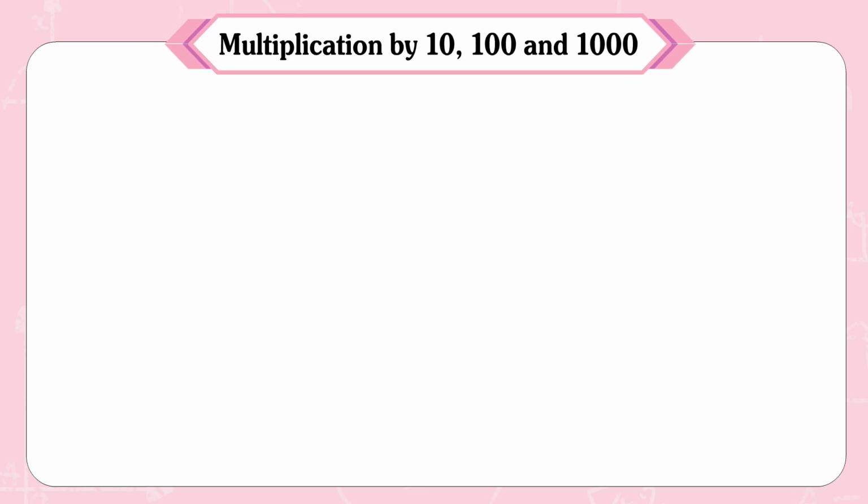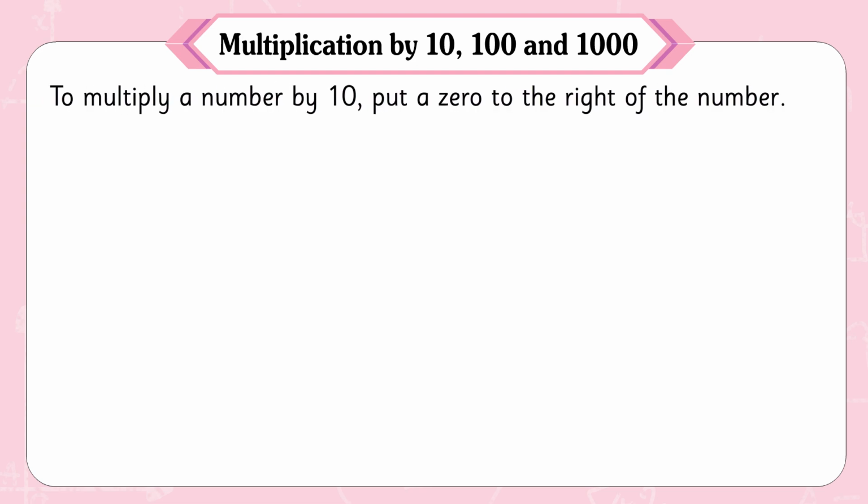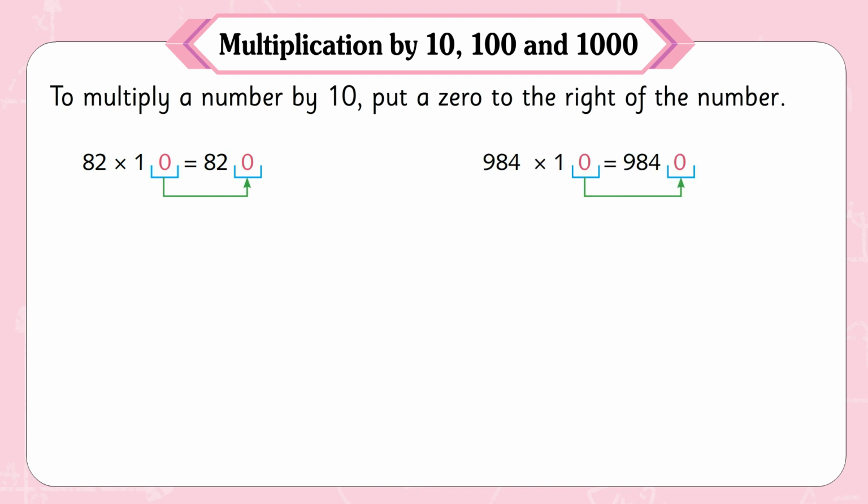Multiplication by 10, 100 and 1000. To multiply a number by 10, put a 0 to the right of the number. 82 into 10 is equal to 820. 984 into 10 is equal to 9,840.